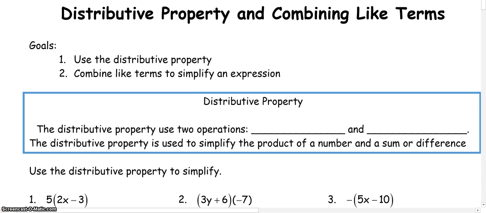This video is to learn distributive property and how to combine like terms. The goals of this video are to use distributive property and to combine like terms to simplify an expression. So first we're going to talk about distributive property.